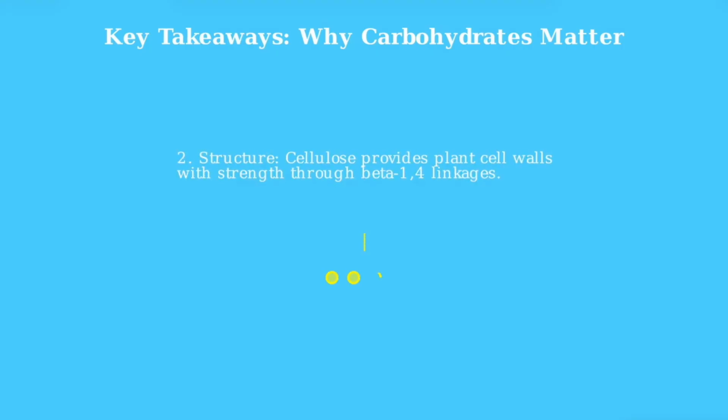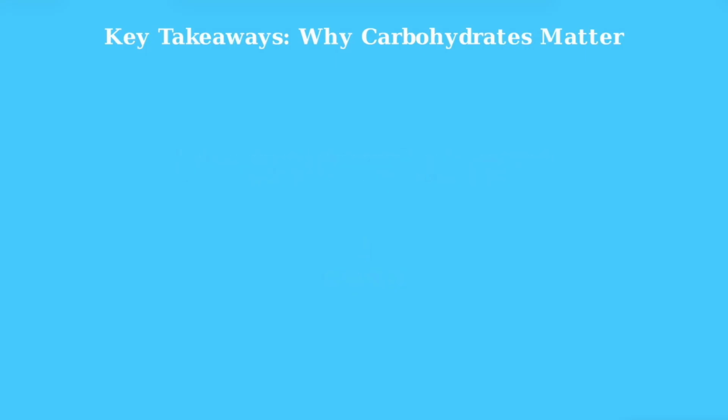Beyond energy, carbohydrates provide structural support. Cellulose, with its beta-1,4 glycosidic linkages, forms tough fibers in plant cell walls, giving plants their rigidity. Humans can't digest cellulose, but it serves as important dietary fiber.